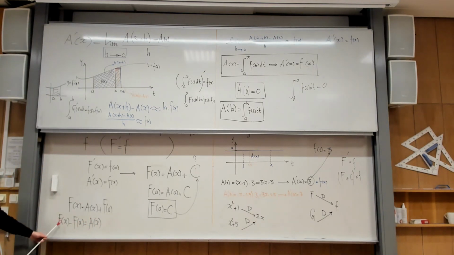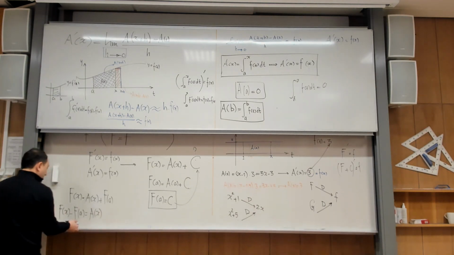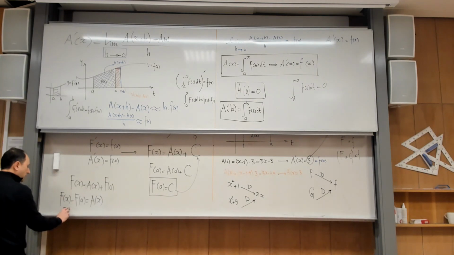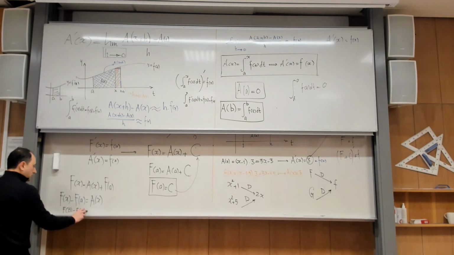Now I replace x this time with b. Then I would say that f of b minus f of a is equal to a of b.